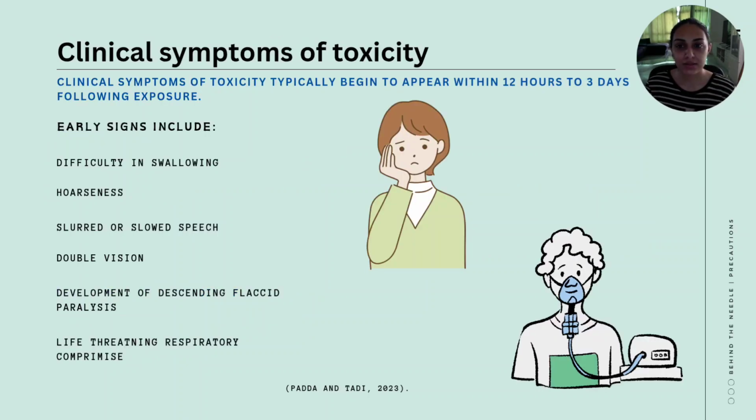Now look at the clinical symptoms of toxicity. These symptoms usually begin to appear within 3 days after exposure. Some of the early warning signs include difficulty swallowing, hoarseness, slurred or slowed speech, and double vision. As the toxicity progresses, it can lead to more severe effects like descending flaccid paralysis, where muscle weakness spreads downward, and in the worst cases, life threatening respiratory compromise, which can make it hard or even impossible to breathe. These symptoms highlight why early detection and treatment are so important.